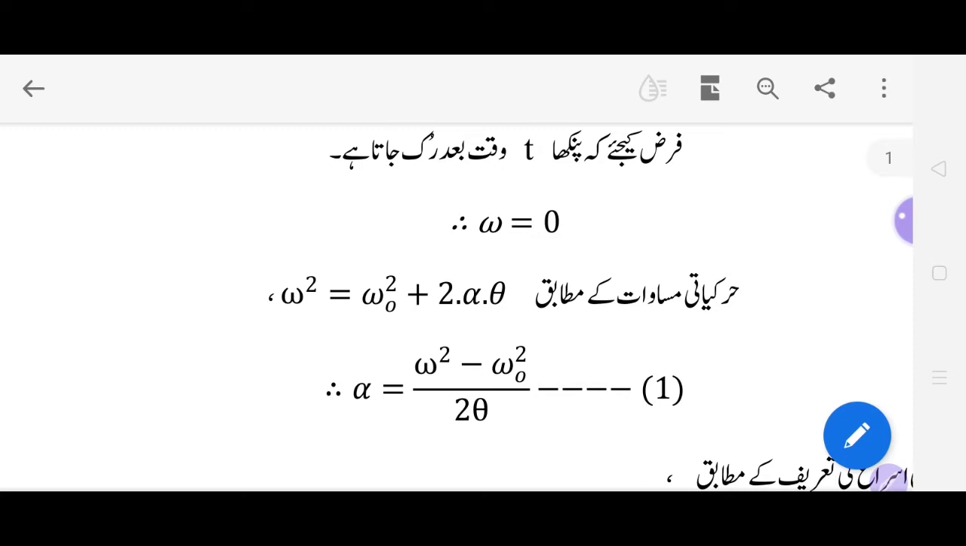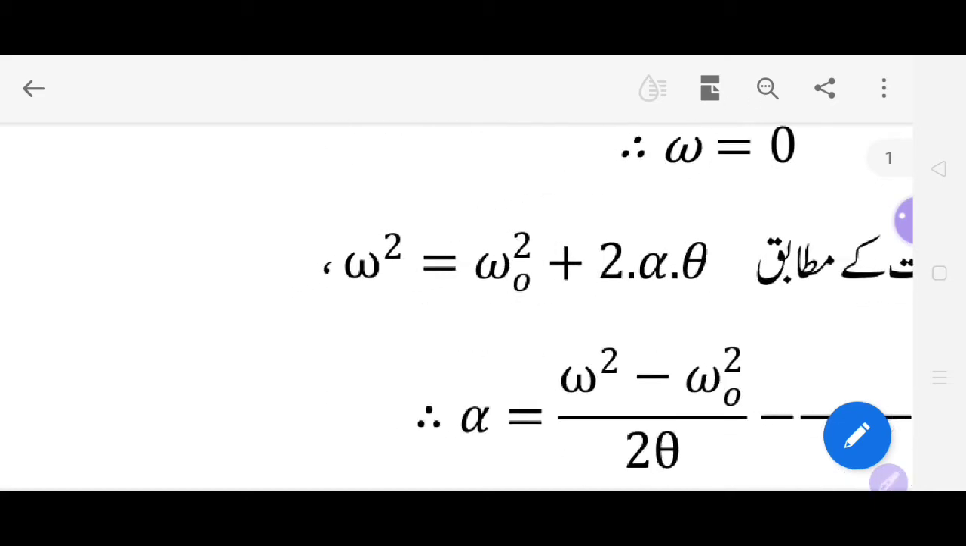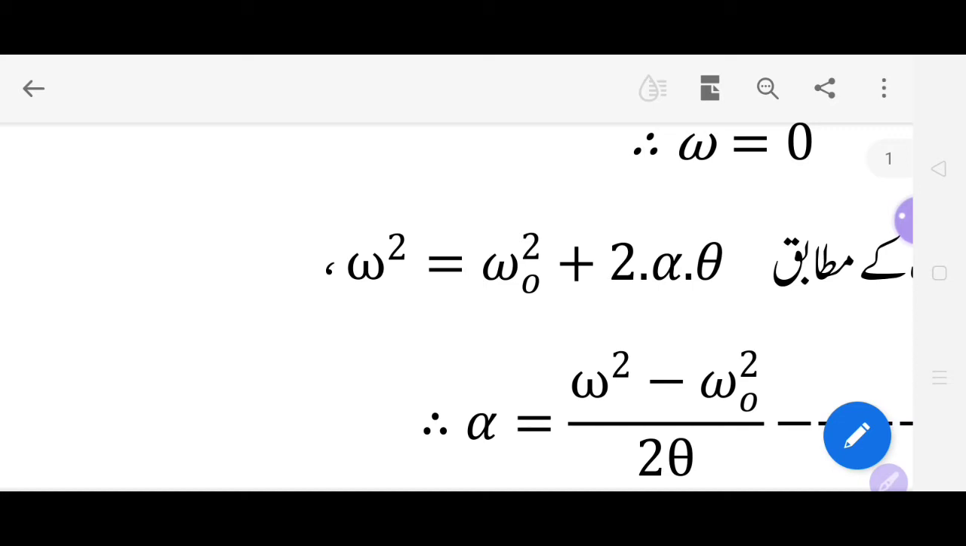If you know, the kinematical equation in linear motion is v square is equal to u square plus 2as. So in this equation we can put in place of u omega 0, in place of v we can take omega, in place of s we can take theta, the angular displacement, and in place of a, the linear acceleration, we can put alpha, that is angular acceleration. So the kinematical equation will be omega square is equal to omega 0 square plus 2 alpha into theta.